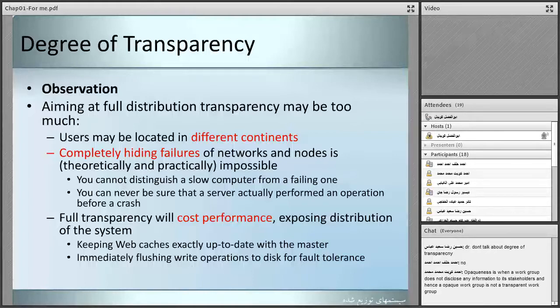We said that transparency is an important goal in distributed systems, if you remember. However, the question is how much transparency do we need, really? In other words, is it a good idea to have full transparency always, in every situation, for any application? Is it a good idea? If yes, why? And if no, why?